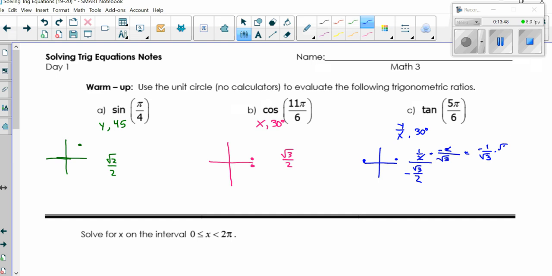Rationalizing, I would do this, which we may not need to show this step, which is fine. And that's going to equal then negative root 3 over 3. And then that would be my final answer. Okay, so that's evaluating. Evaluating means that we have one answer.